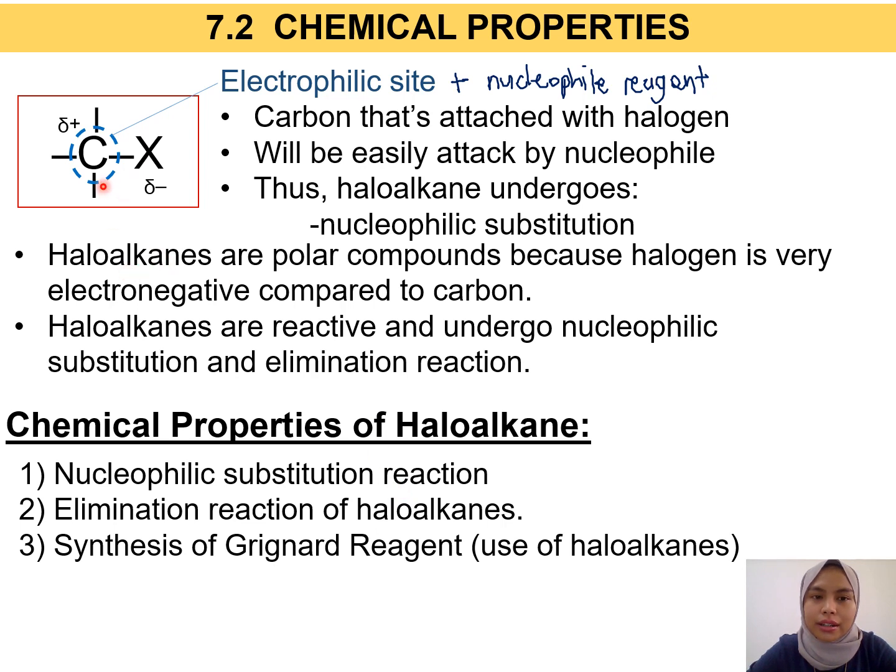And also haloalkane is actually a polar compound. Okay, because kenapa? Because carbon is less electronegative compared to halogen. Halogen ni more electronegative, carbon less electronegative. Tapi the other type of chemical properties of haloalkane ialah elimination reaction. This one I believe kita dah belajar dah dekat alkene. Macam mana you nak prepare alkene, you buat dehydrohalogenation of haloalkane kan. Ni dah belajar dah. Benda yang kita akan belajar ialah nucleophilic substitution reaction and also the synthesis of Grignard reagent.